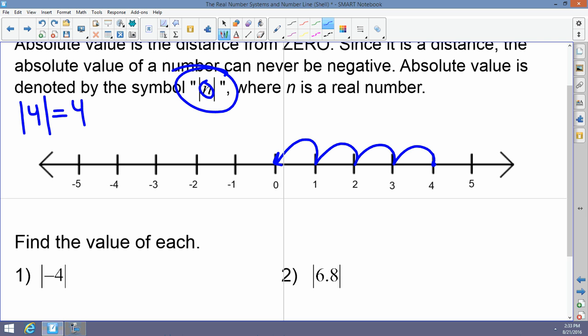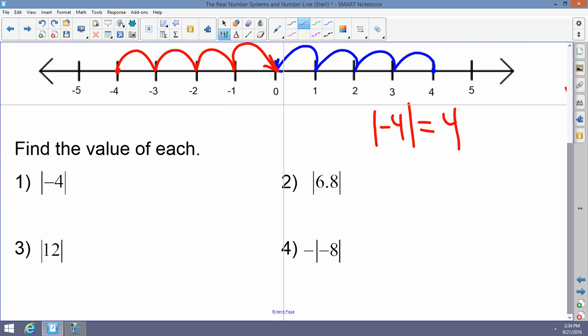If I want to calculate the absolute value of negative 4, go ahead and plot my negative 4 here, and that is also 1, 2, 3, 4 units away from 0. Okay, so the absolute value of negative 4 is also 4 because the distance from 0 is 4. Okay, so absolute value of 4, 4. Absolute value of 6.8, 6.8. Absolute value of 12, 12.